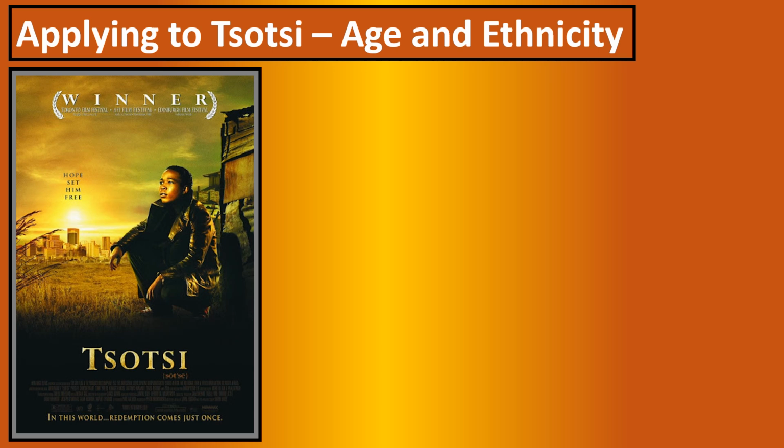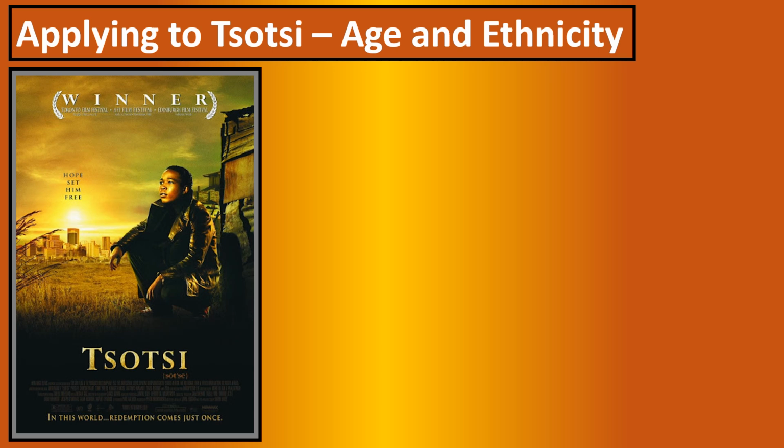What we need to do now then is we need to apply everything that we've learned about the historical, cultural and social context of apartheid rule to our set text, which is of course Tsotsi. And we're going to start by looking at age and ethnicity. And these are two areas of representation that we're starting with because these are the two areas that are most affected by the legacy of apartheid.